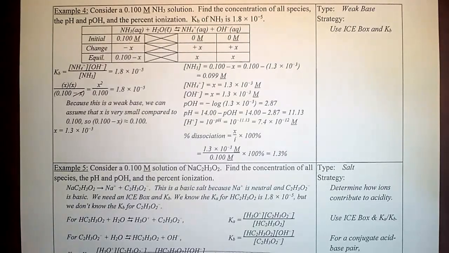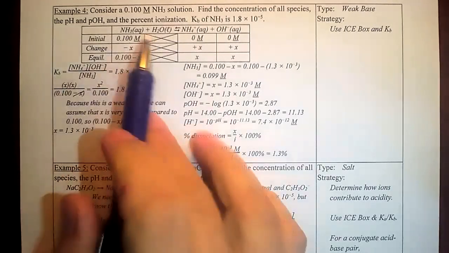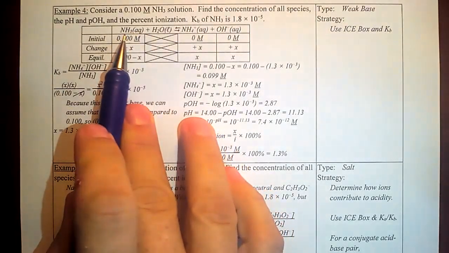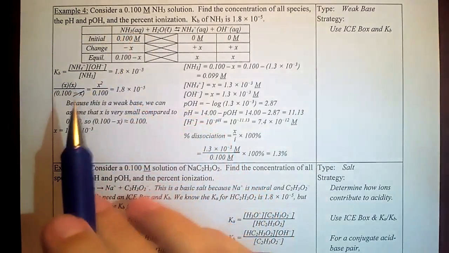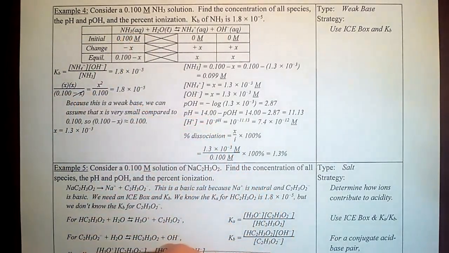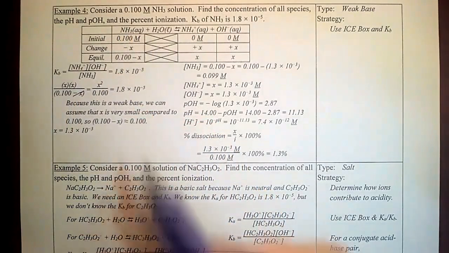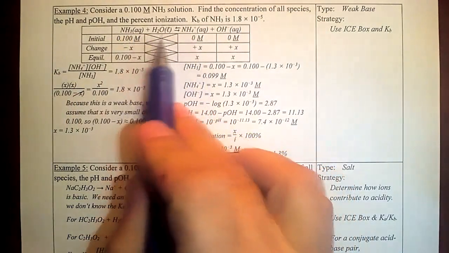Number 4 is so much like number 3 that it's not really worth going over. Notice we use a Kb because we know that NH3 will act as a base, again, because of the lone unbonded valence pair that we talked about before that can accept another H plus. So here it is doing that.